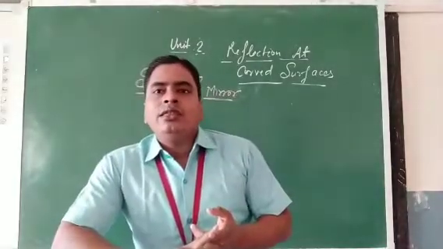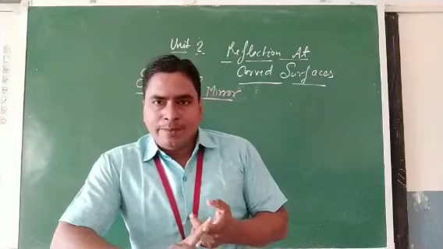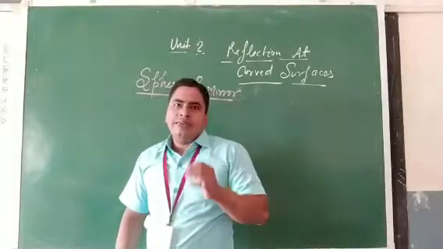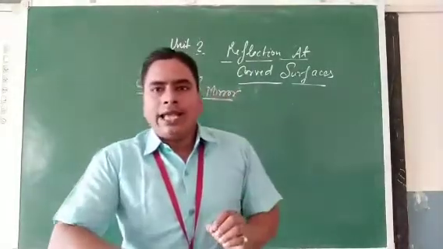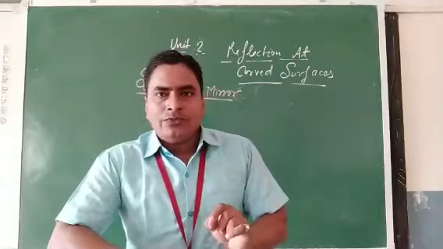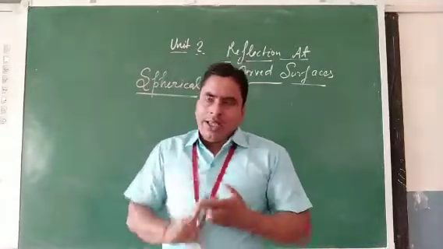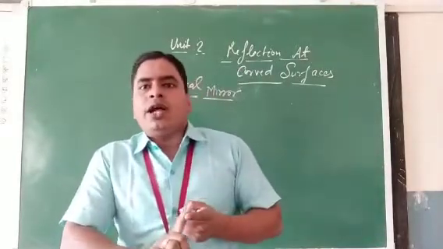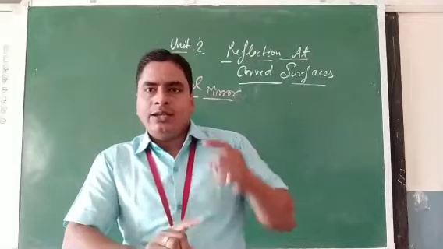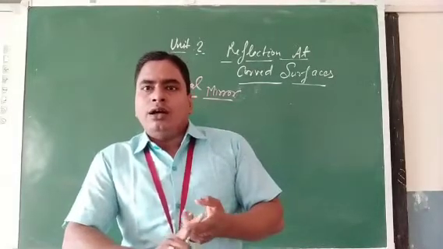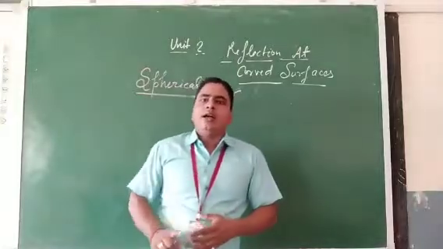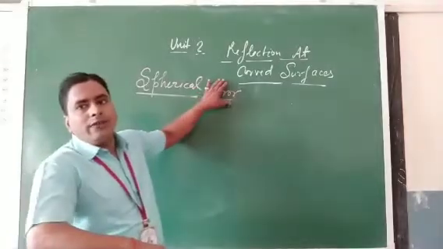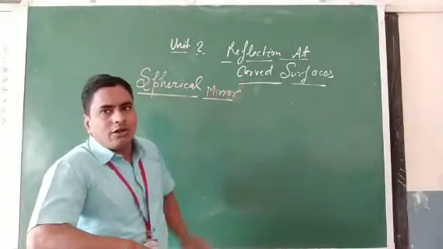Already we have seen reflections through the plane mirror, and how the image of a point object and an extended object forms through the plane mirror. We know that for the formation of an image, a minimum of 2 rays are required to pass through the object and be reflected by the plane mirror. So today we will discuss how reflection takes place through curved surfaces or curved mirrors.